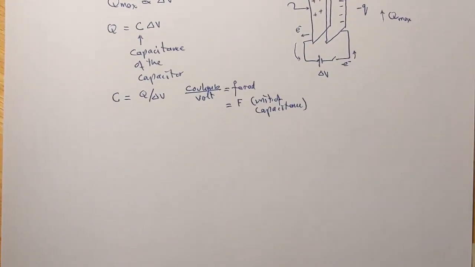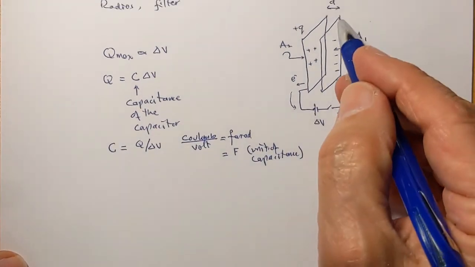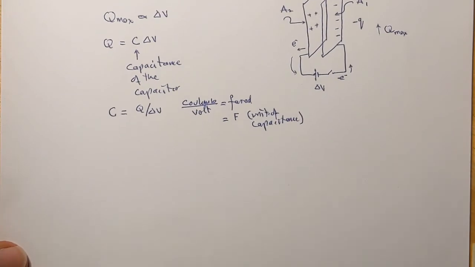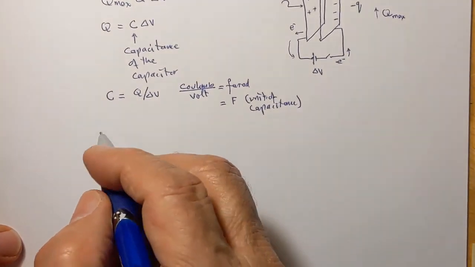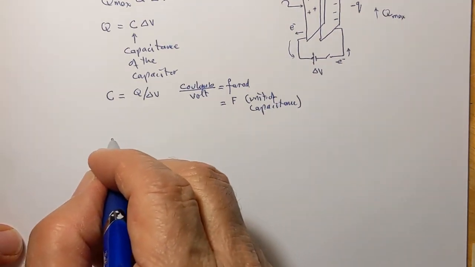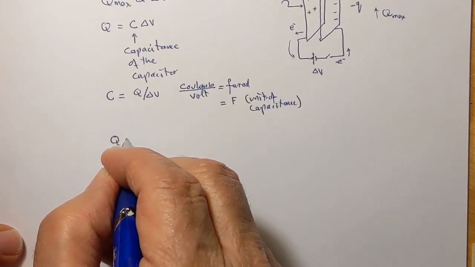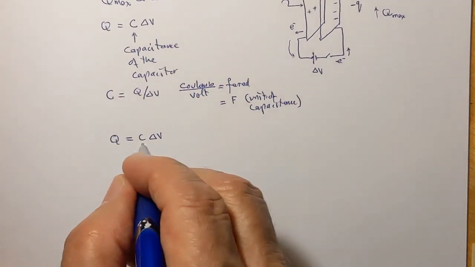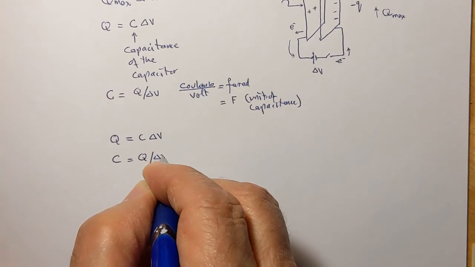Now, let's see what the capacitance will depend on. We say it depends on the area and the distance, but let's evaluate that. The charge is equal to C delta V, so the capacitance is Q over delta V.